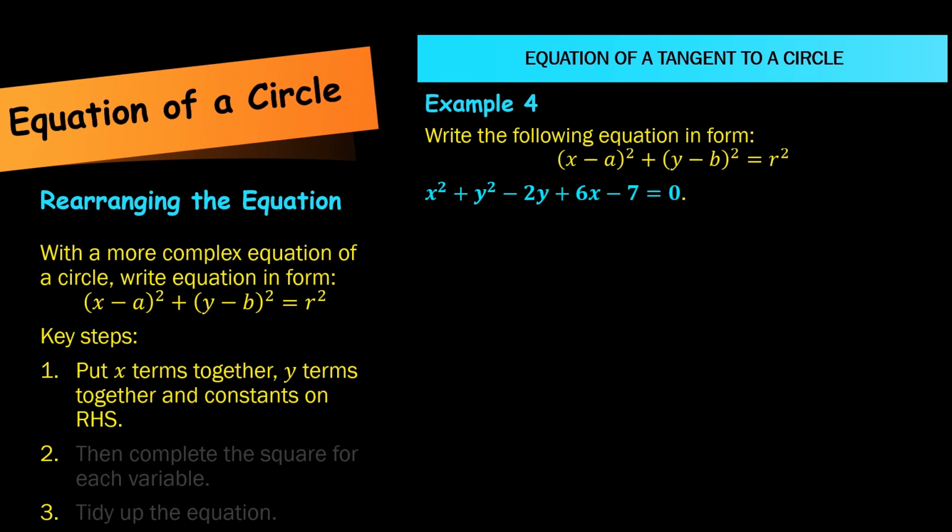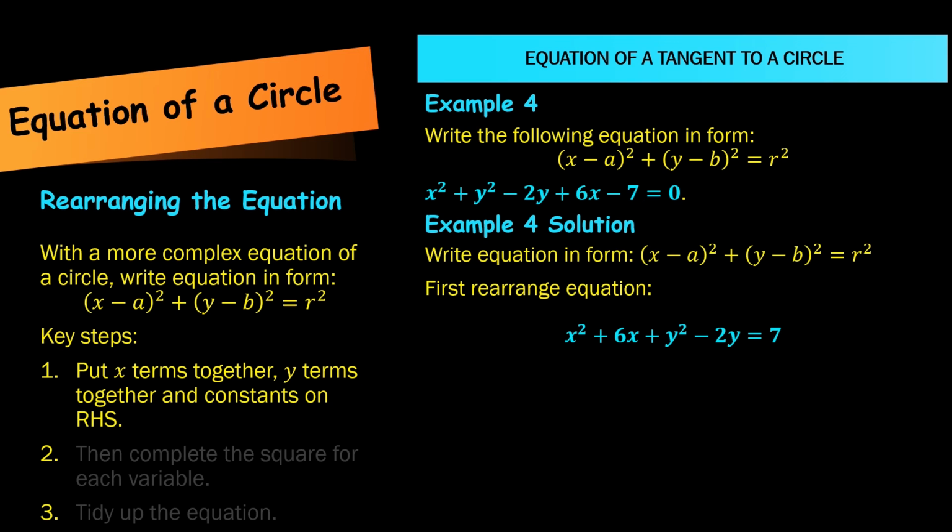So first, rearrange the equation by putting the x terms together and the y terms together and the constants on the right-hand side. So here we have the x terms, and here we have the y terms, and here we have the constant on the right-hand side.